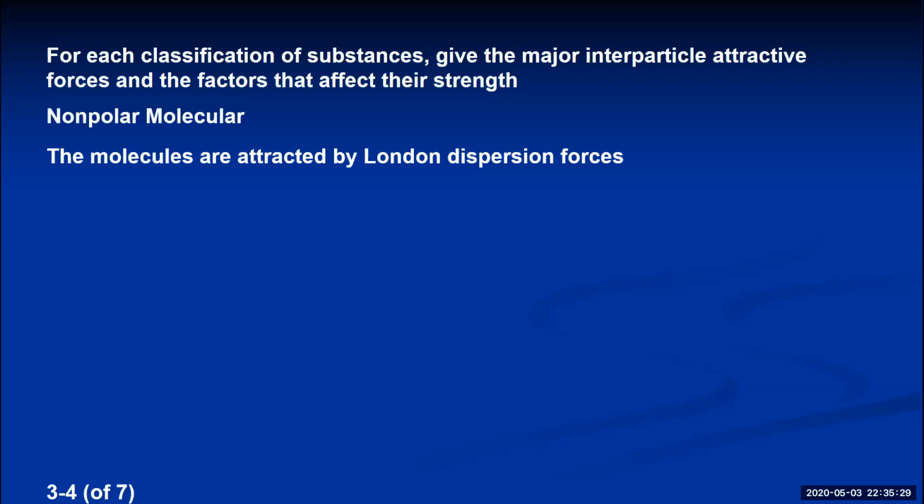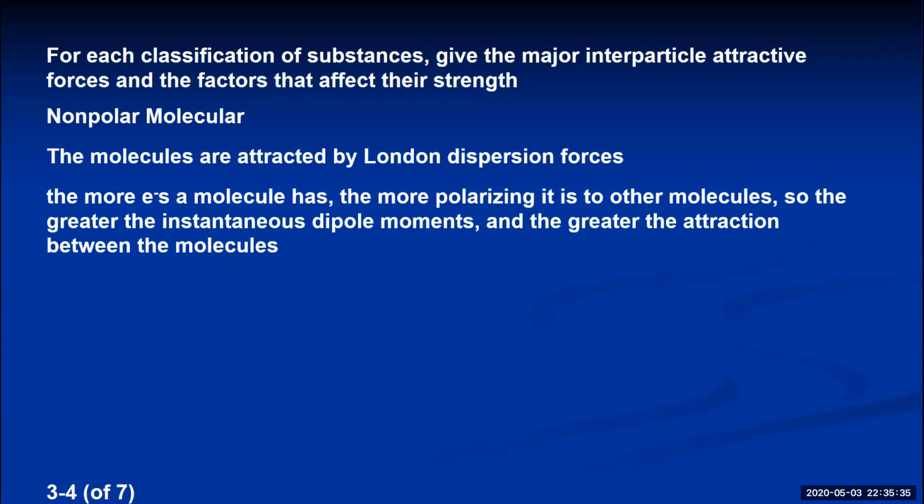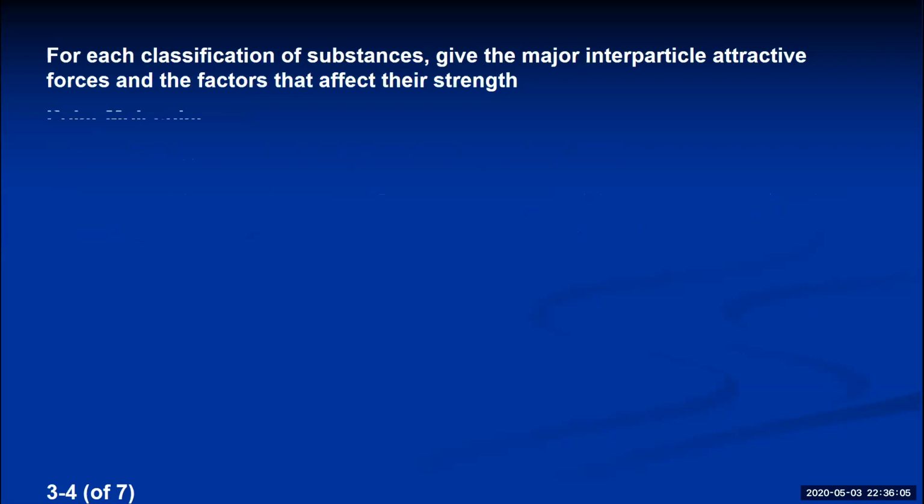And there's one important factor that influences the strength of London dispersion forces that you should know. The more total electrons a molecule has, the more it's able to polarize the electron clouds in neighboring molecules, creating stronger instantaneous dipole moments, and that makes a greater attraction between the molecules. So for nonpolar molecular matter, the greater the total number of electrons molecules have, not valence electrons, but total, the more strongly they attract each other, and so they have stronger London dispersion forces and therefore higher melting points and boiling points.